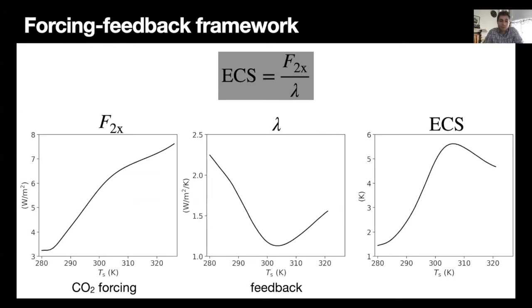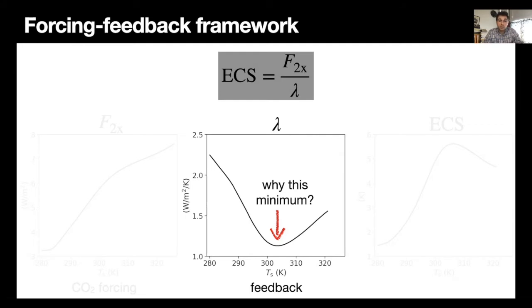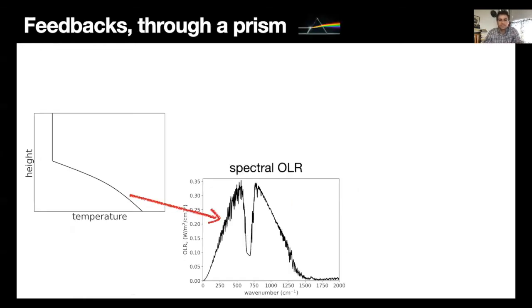as the ECS peak. So it's this minimum in the feedback parameter, which is where the model's radiative spring is the weakest, or where you get the least amount of additional OLR per degree of surface warming. That minimum is responsible for the peak in ECS. And so that's what I'll focus on for the rest of this talk.